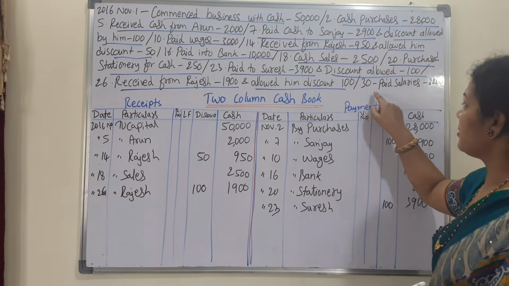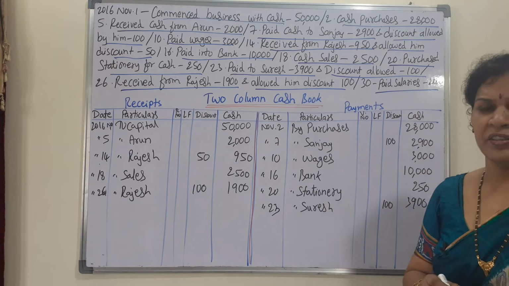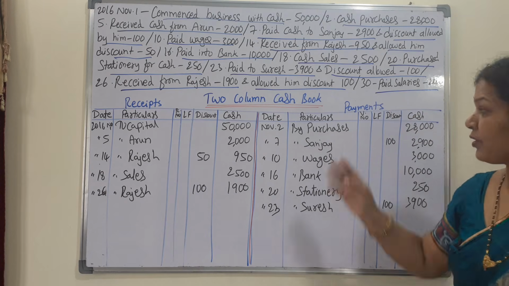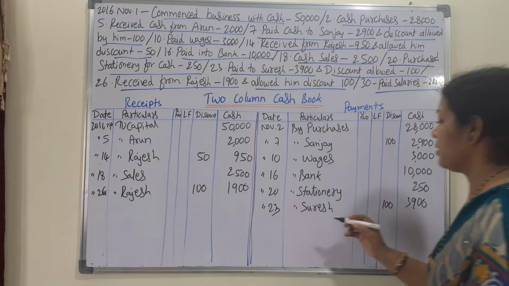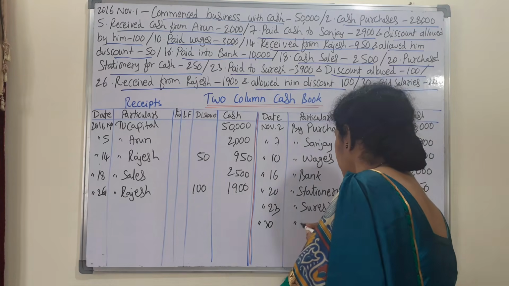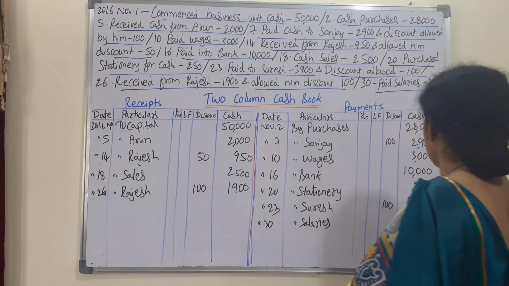Next, after that, the last transaction, paid for salaries. Paid for salaries. It's a payment, an expense. So all the payments will be on the credit side. So 30th, by salaries, 2000.